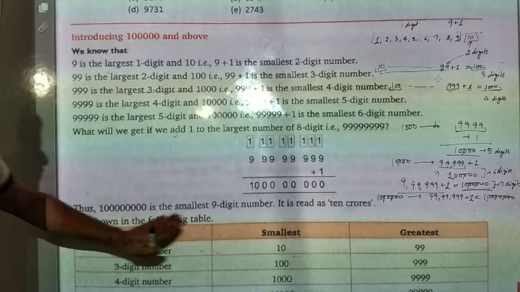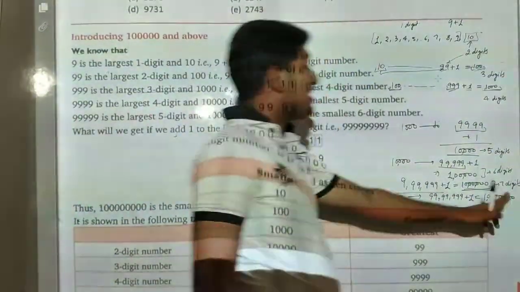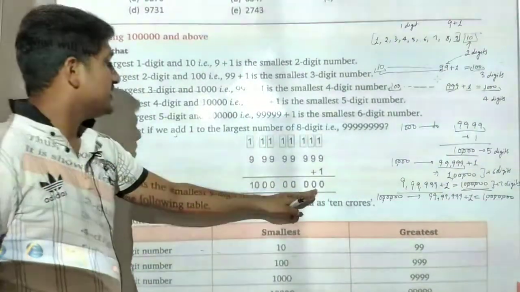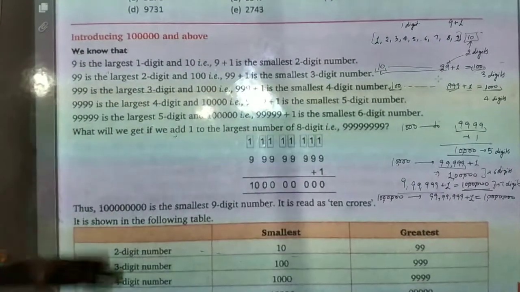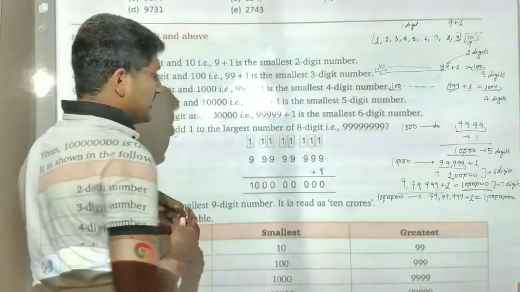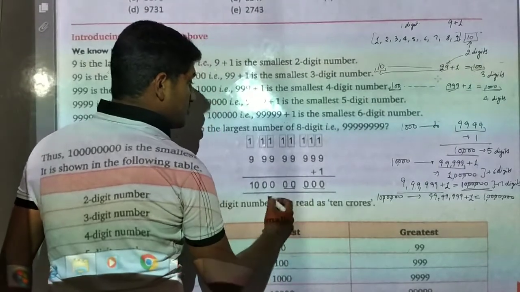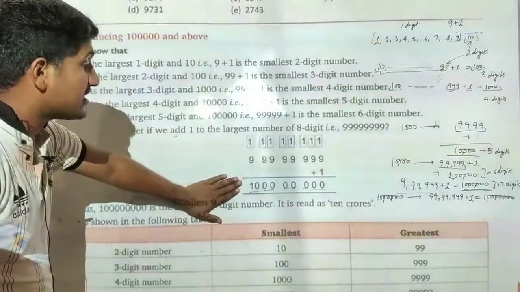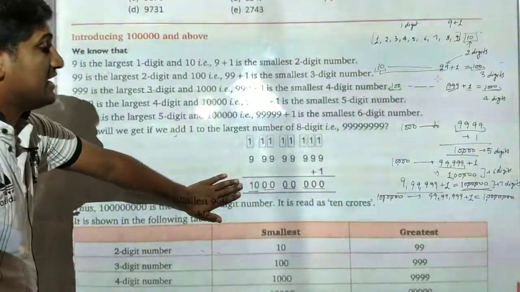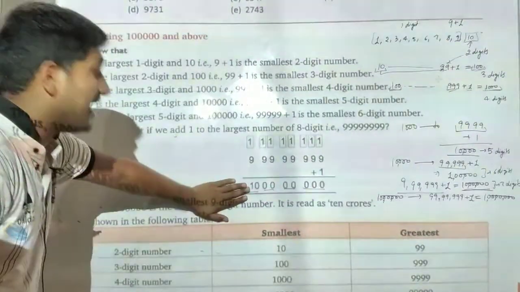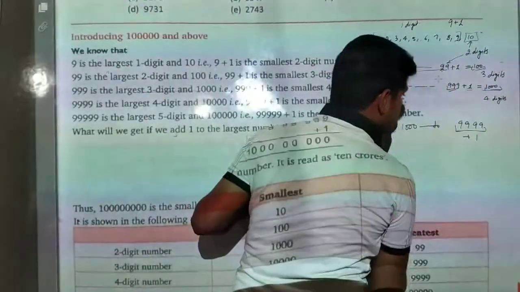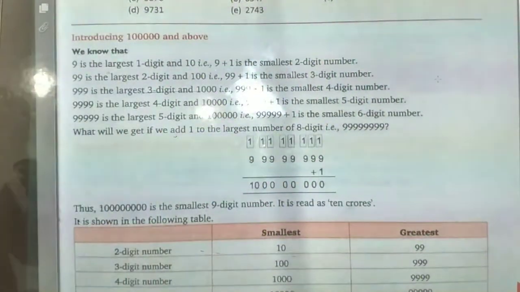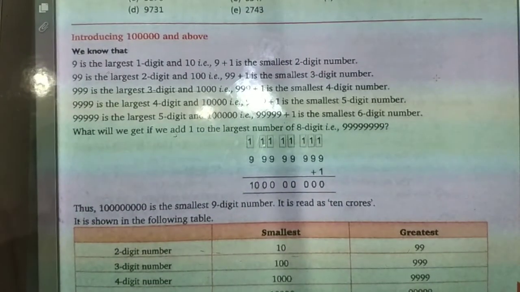By this process we get 1 crore. After that, we get 10 crore. 10 crore is the 9-digit smallest number. Here it goes 3 plus 2, 5 plus 2, 7 plus 2, 9. So this is 10 crore, and 10 crore is the smallest 9-digit number. This is the method by which we can get the smallest and greatest 5-digit numbers, the smallest 6-digit number.